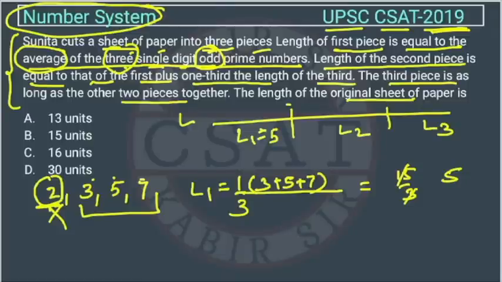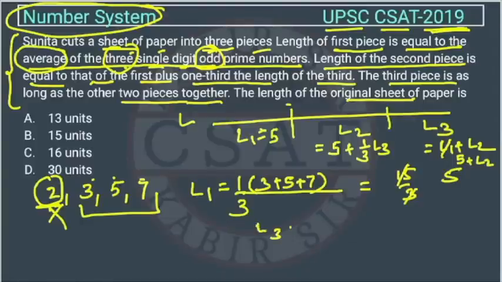Right, now the length of the second piece is equal to that of first. L2 क्या है, 5 plus 1/3 of L3. Right, and the third piece is as long as the other two pieces together. So L3 is equal to L1 plus L2. L1 कितना है, 5 है, so this will become 5 plus L2. Right, so now L3 is 5 plus L2. L2 is what? L2 is 5 plus 1 upon 3 L3. Right, from here I am putting the value.